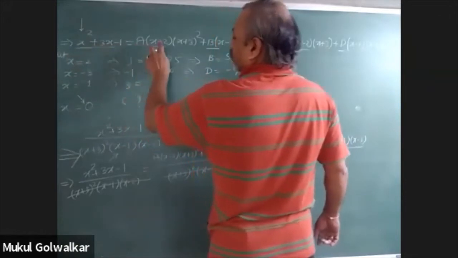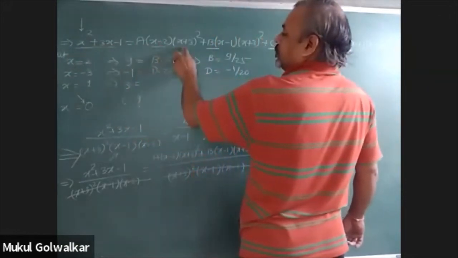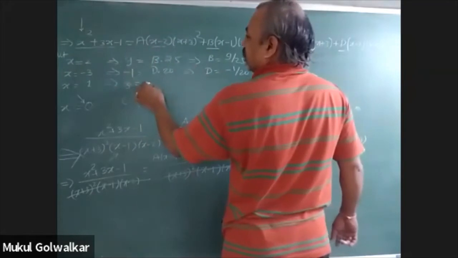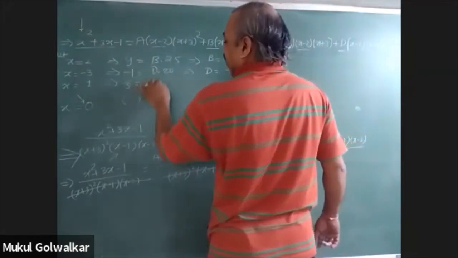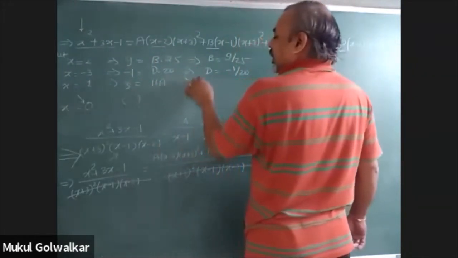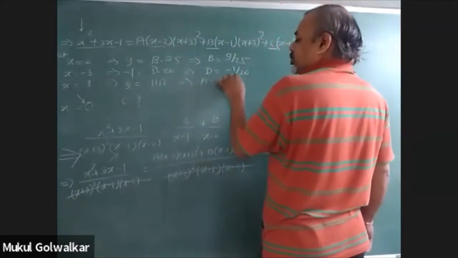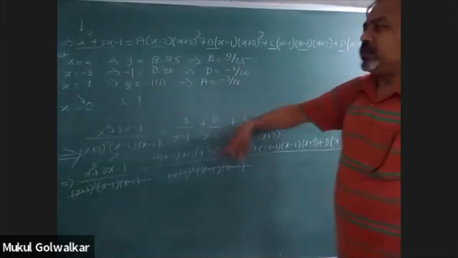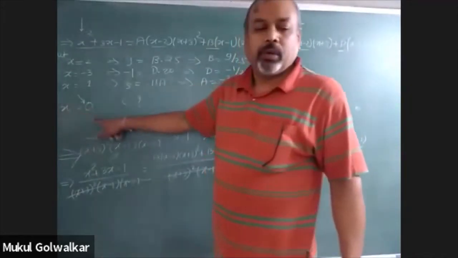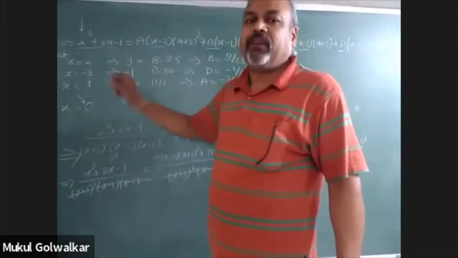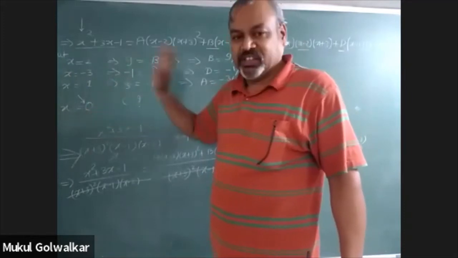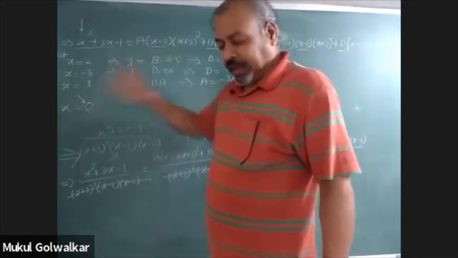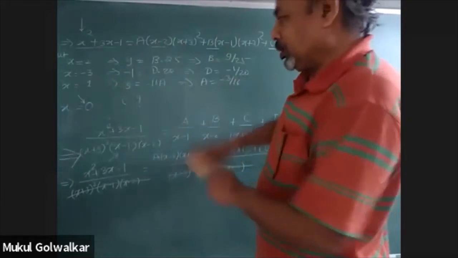3 is equal to minus 16a, so that will imply a is equal to minus 3 upon 16. And now, after calculating these three values, we are selecting the fourth value, which is the most suitable value for calculating the value of the fourth constant.